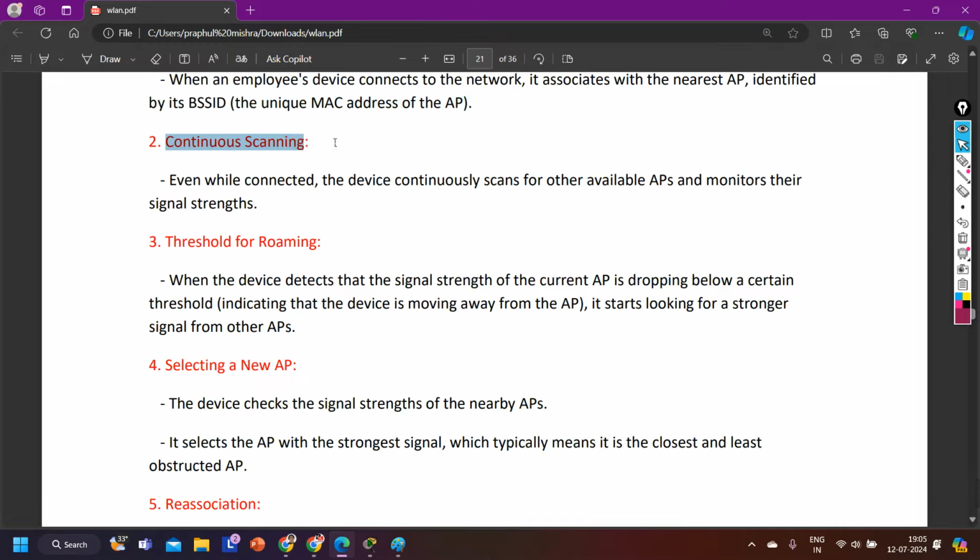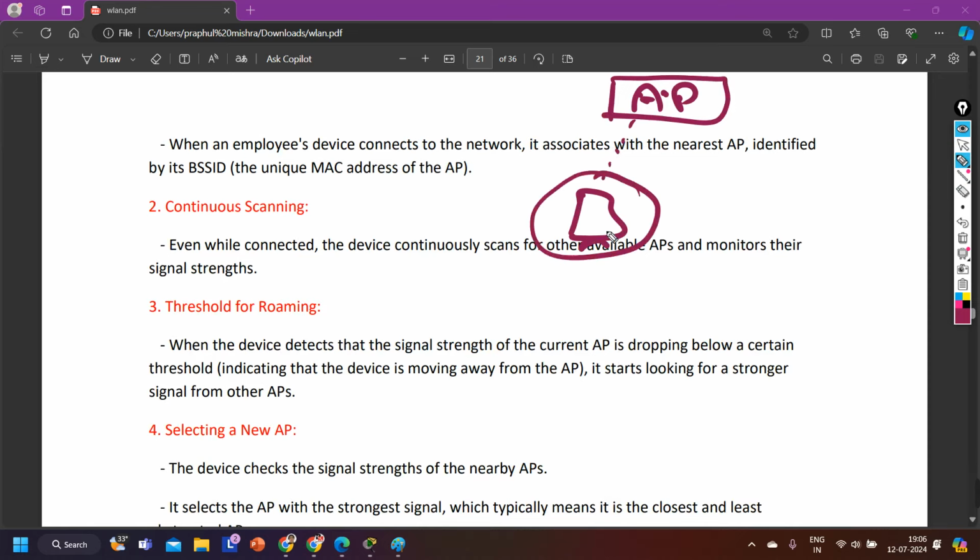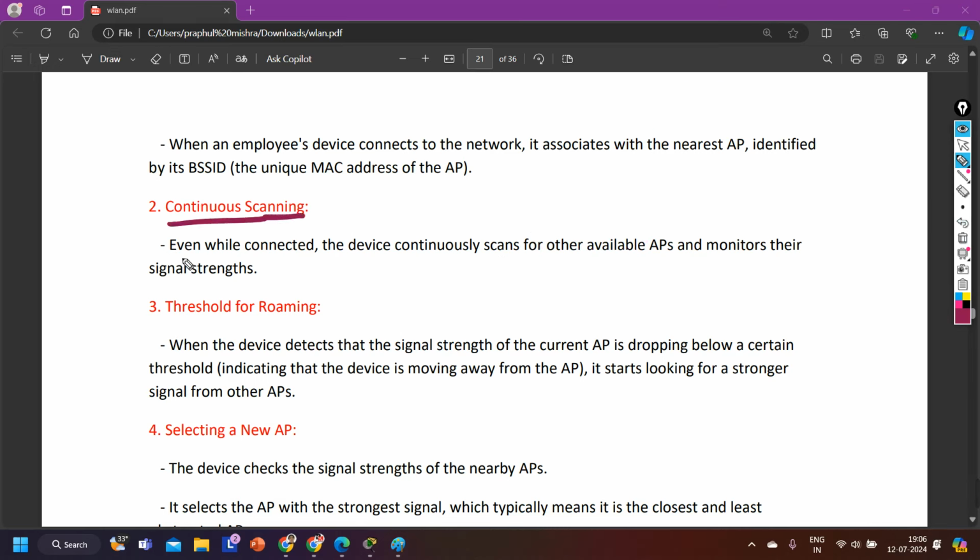Then continuous scanning. See, if a device is connected with one access point, like in my scenario, this is my access point AP, and here is the client. This client is connected with this AP. Still, while connected, this device is scanning for other available APs. So the client machine keeps scanning other available APs. Getting my point? Am I getting any other stronger signal, right? So continuous scanning. Even while connected, the device continuously scans for other available APs and monitors their signal strength.